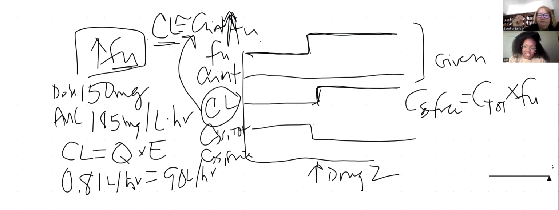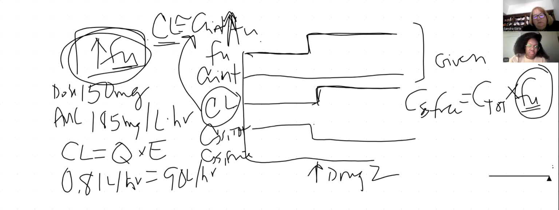So what is the only difference between total and free then? Just the fraction unbound. That's right. So the only time we have to look at the free concentration is when there's a change in binding. If it stays constant, we don't have to worry about free concentration. Total will always reflect what's happening with free as long as there's no change in plasma protein binding. But what happened here? There was a change in plasma protein binding, so we need to figure out what happened with free next.